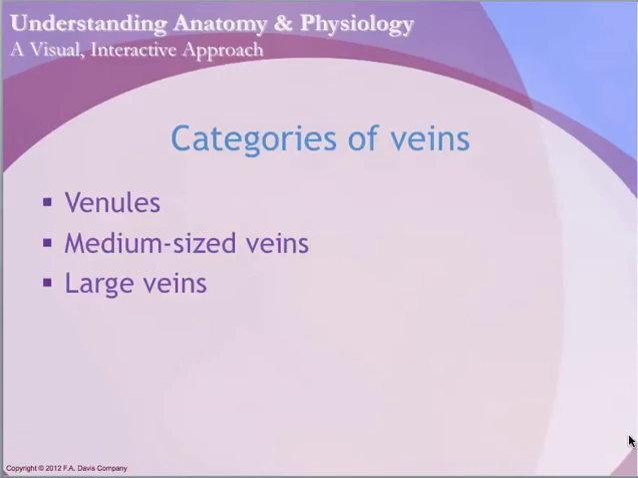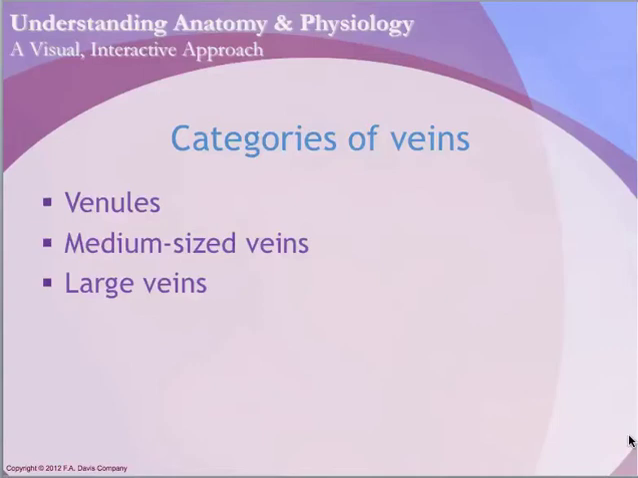There are 3 different categories of veins, just like the arteries. We have venules. They're the smallest veins, so they're very similar to arterioles. They collect blood from the capillaries. They have thin porous walls, and they can help to exchange fluid from surrounding tissues.